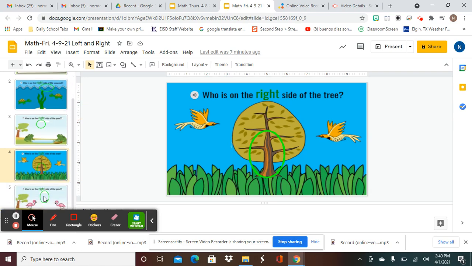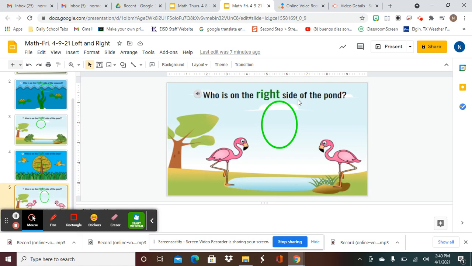And then on the last slide, it says who is on the right side of the pond. So here's a pond, and then here's a bird or a flamingo. Here's another one. So you're going to put this oval on the bird that is to the right side of the pond. All right. Okay, so I hope you enjoyed today's lesson.